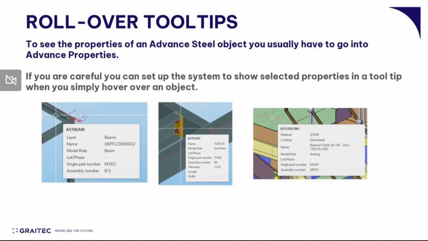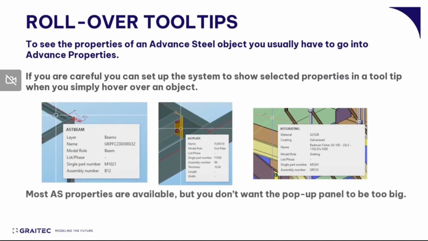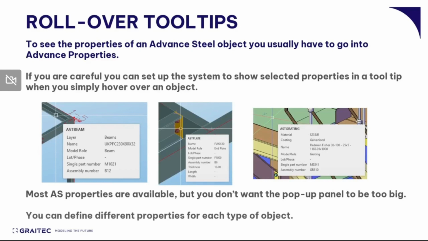And that's obviously a very useful thing to do. You can find parts, you can read the properties without having to actually double click to go into the advanced properties. But you need to set this up carefully within the system. Most advanced steel properties are available on that tooltip, but obviously you don't want that panel to be enormous, listing 35 different properties. Try and keep it just down to a handful of the most important properties that you might be interested in. And you can then define different properties for different objects.